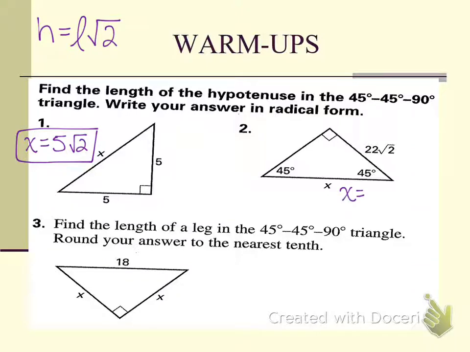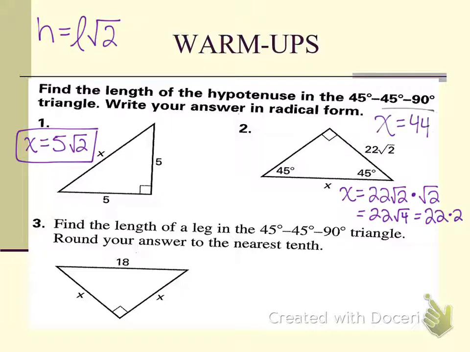What's the length of a leg? 22 root 2, and we still have to multiply that by root 2. This one we can simplify. The square root of 2 times the square root of 2 would be the square root of 4, and the square root of 4 is 2, so we end up with 22 times 2, which is 44. So x equals 44. Questions, concerns about 1 and 2?